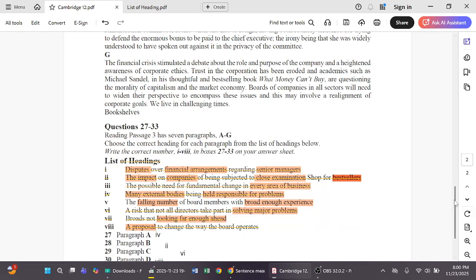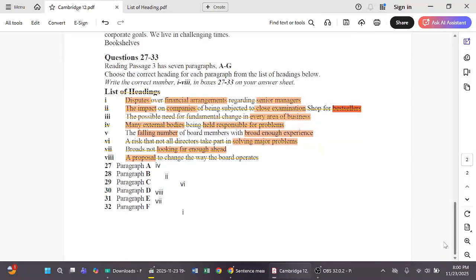But here, unfortunately, I completely forgot to mention paragraph G. So okay, no problem. Here, I'm just putting it down so that you can see. For paragraph G, the answer is three.